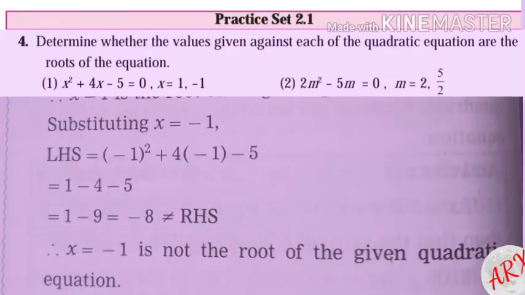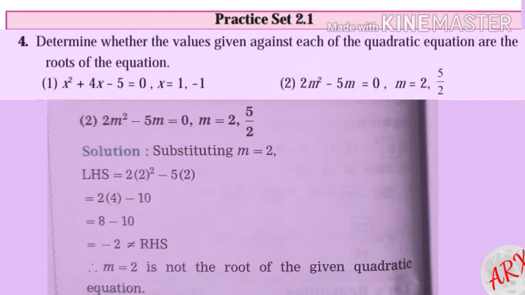Now second, x equal to minus 1. So after putting values, we will get minus 1 square plus 4 into minus 1 plus 5. So after solving, we will get LHS equal to minus 8, which is not equal to RHS. Hence, minus 1 is not root of the equation. Now in question number 2, value of m is 2. So after putting values, we will get 2 into 2 square minus 5 into 2. After solving, we will get LHS equal to minus 2, which is not equal to RHS. Hence, m equal to 2 is not the root of the given quadratic equation.